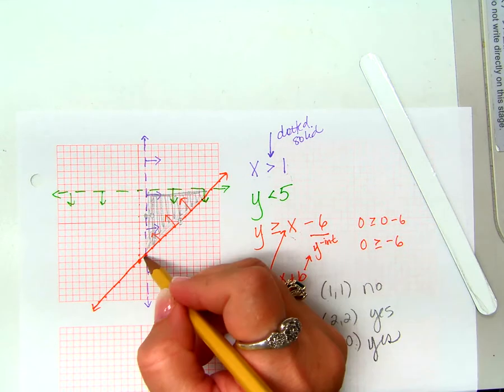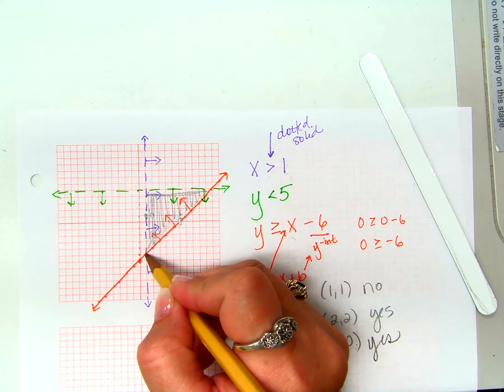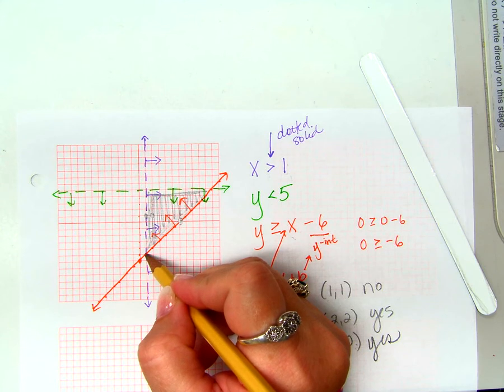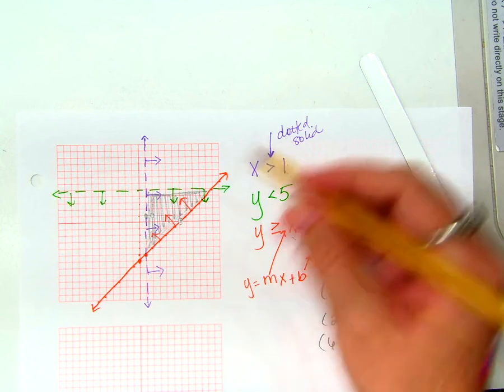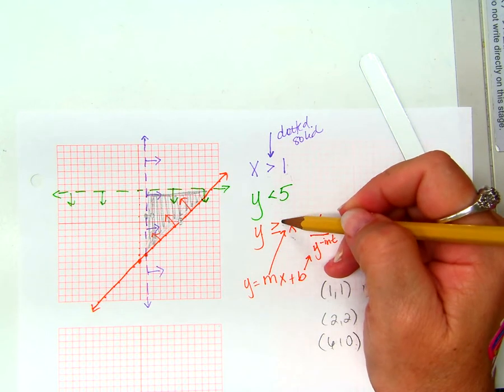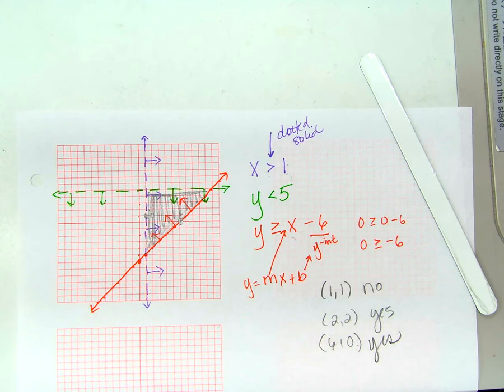Okay, so can I make it even harder? What about this point right here? But it's also on a dotted line, so is it a solution? Will it work for every one of these inequalities right here? No. Okay? Just something to think about.